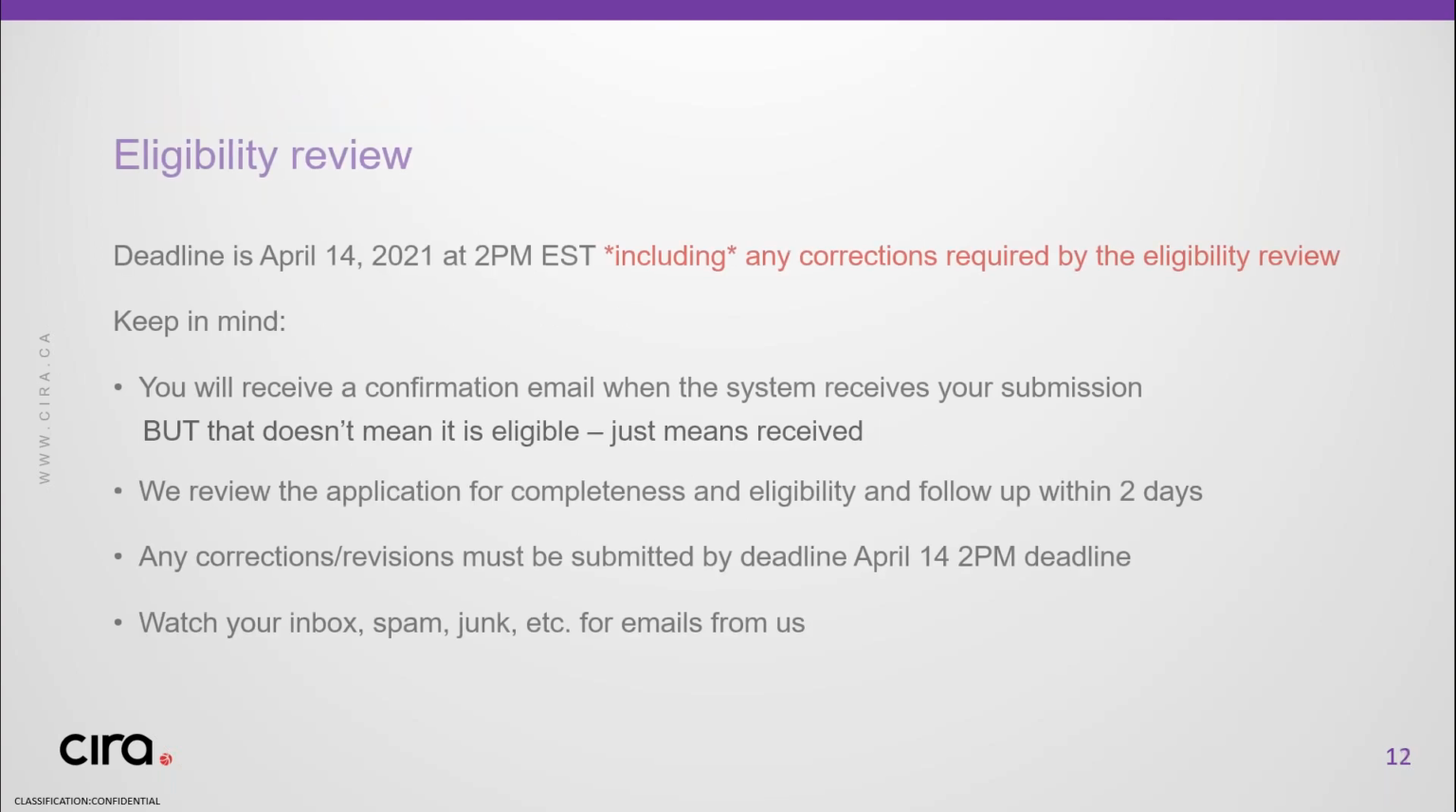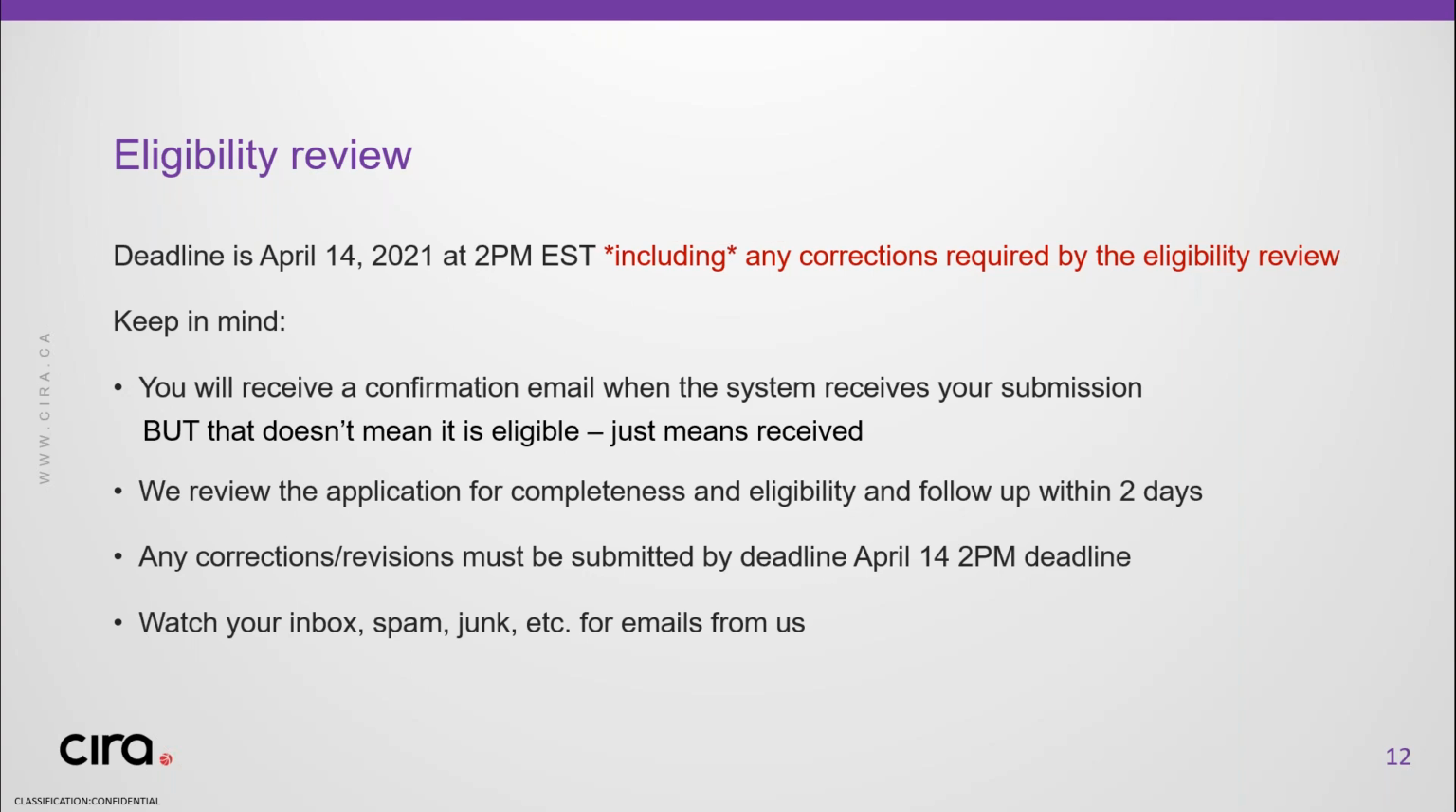So we go through quite a close read of the proposals when they come in to check them for eligibility. So we look at that top 10 list of things we don't fund, but we also make sure that what you have presented is in line with what we do fund. And that's where we remind you that eligibility review is part of that April 14th, 2 p.m. deadline. So if we found something in the application that is incomplete or needs clarification, that has to be completed by April 14th. So you'll submit what you believe is a complete application. You will receive a confirmation from the system saying it was received, but that doesn't mean it's eligible. It just means it's been received by the system.